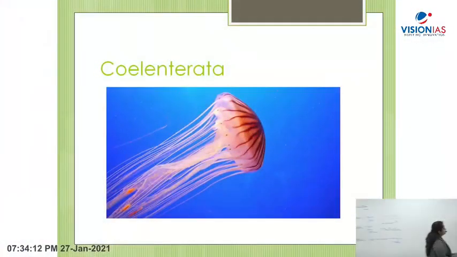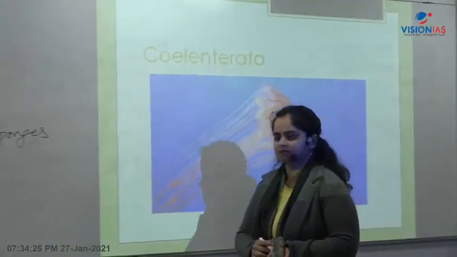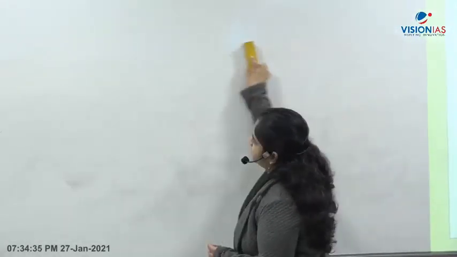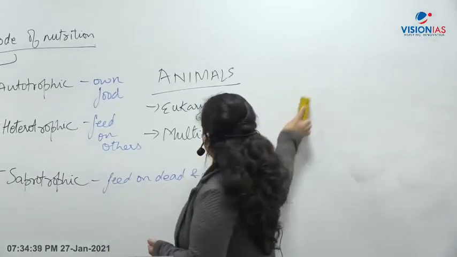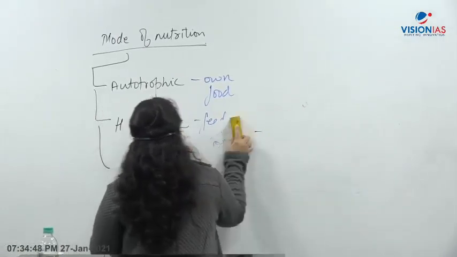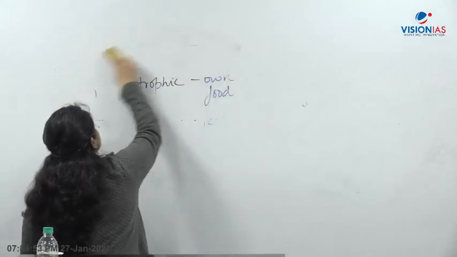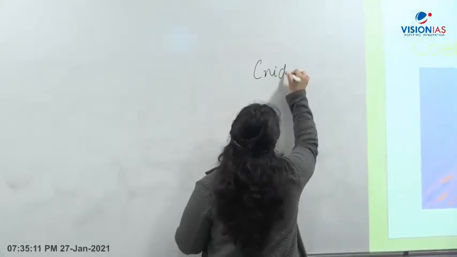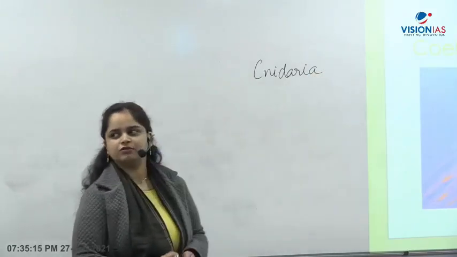Coelenterata. See this nice jellyfish? Coelenterata and the jellyfish. Write down. They are aquatic animals, mostly found at the bottom of the rocks. Okay. There is another name for this, which is Cnidaria. Another name for Coelenterata is Cnidaria.